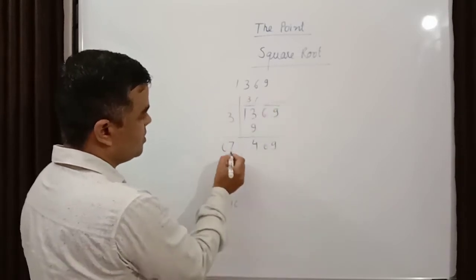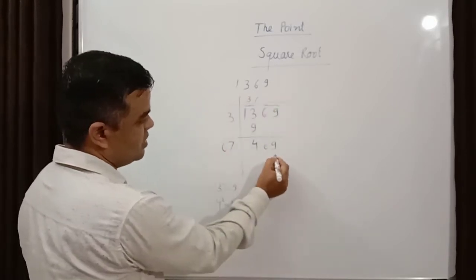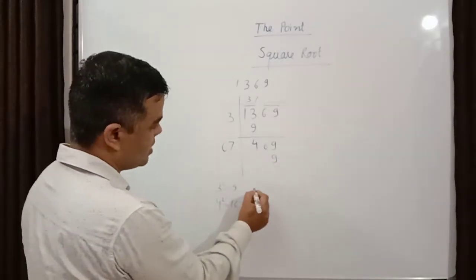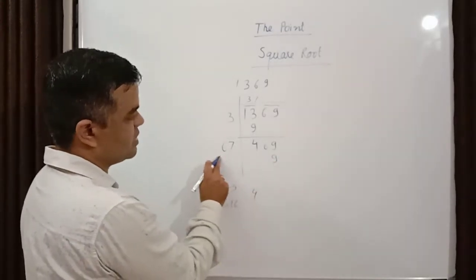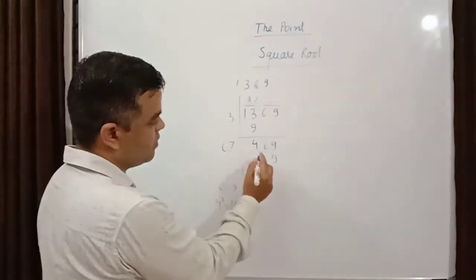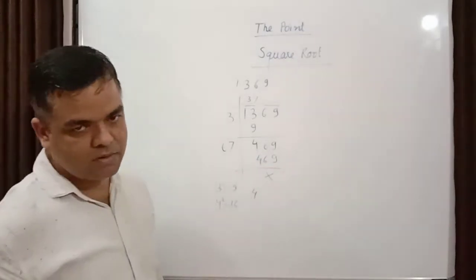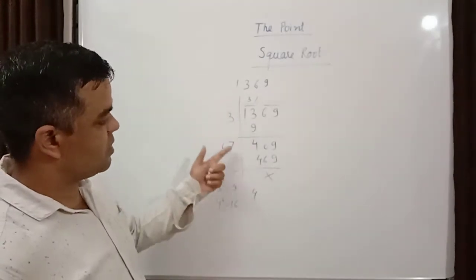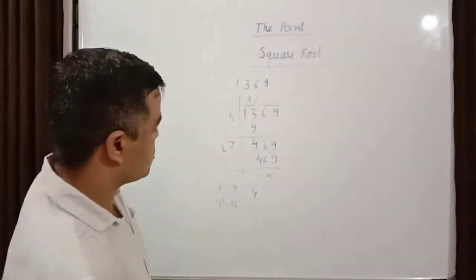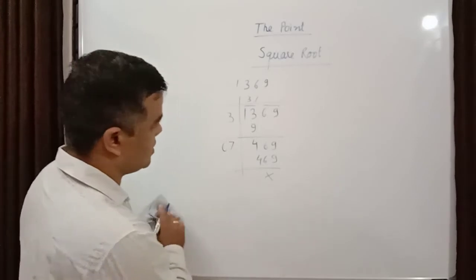Then this will be multiplied by 7. 7 times 7 is 49, carry 4. 7 times 6 is 42, and 4 is 46. Now this is complete. So this is the complete process of finding the square root. This is one method.